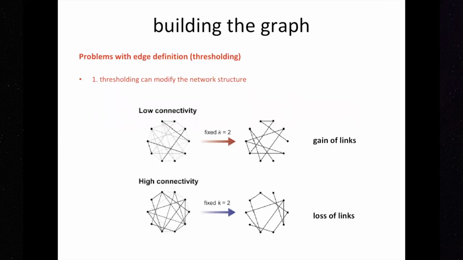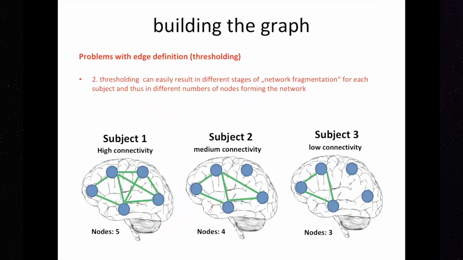Obviously, again, there are some problems with edge definition, so with the thresholding. First of all, thresholding can definitely modify the network structure. Just to see this example, if you have a subject with a low connectivity and you threshold it by a fixed degree, k being the degree here, you'll have a gain of links. But with a high connectivity subject and you threshold it with the same degree, you'll have a loss of links. So you'll already modify the network structure, and then you may lose the actual difference that you want to examine between those individuals, because you're modifying the networks in a way that is too harsh.